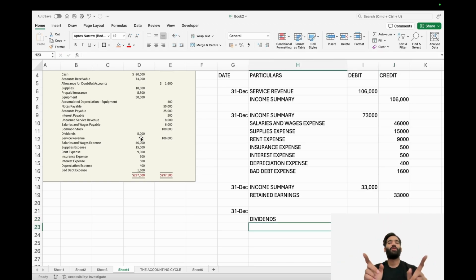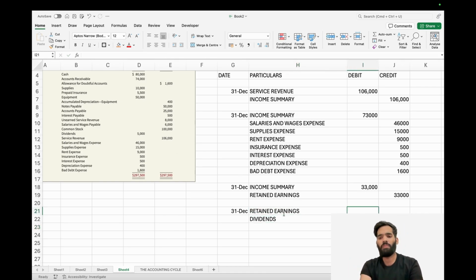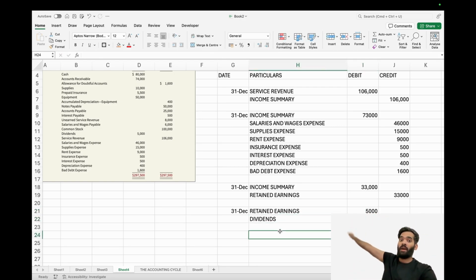And if you remember the point, we said whenever you pay dividends, the money is taken out from the retained earnings account. So we'll decrease the retained earnings account by only 5,000, because that's the amount of profit in the retained earnings account that we are paying back to the owners. And that's it for the closing entries.